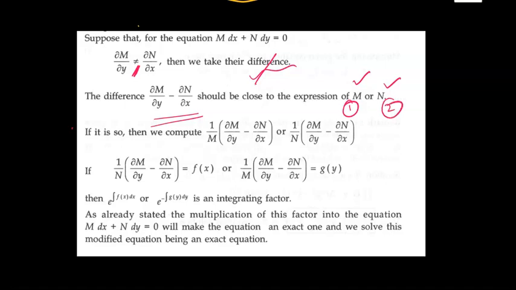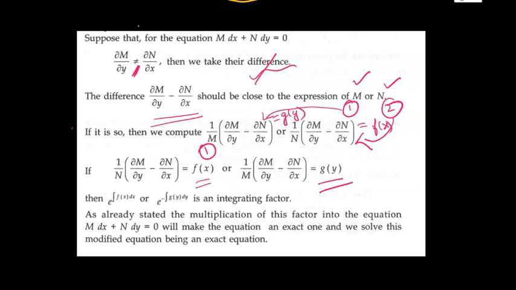If it is close to m, then we will compute 1 by m into del m by del y minus del n by del x. That is, the difference, we will divide it by m. If this is close to n, then we will divide it by n. Okay. So again, there are two cases. If it is close to m, then we will get this, and we are going to name it f of x. And if it is close to n, this is nothing but g of y. So either case 1 will happen or case 2 will happen.